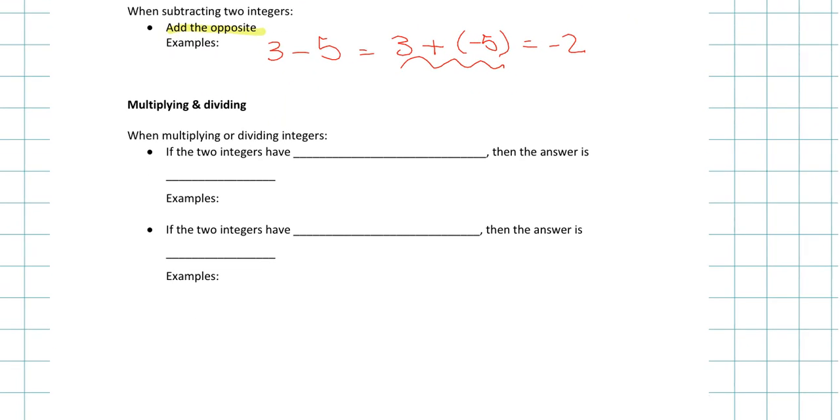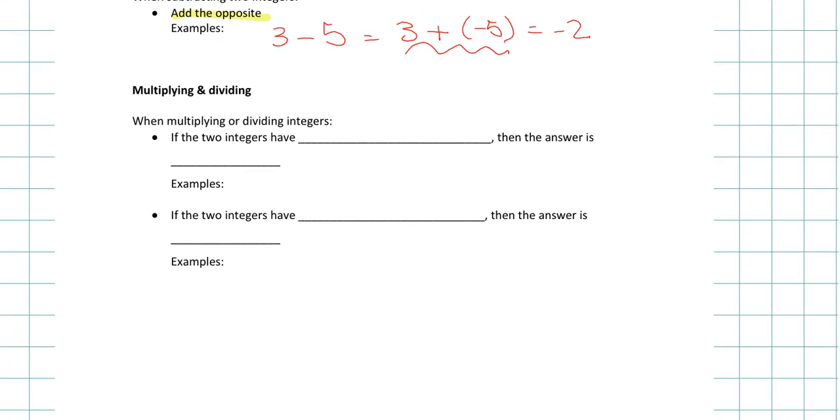And multiplying and dividing. When multiplying or dividing integers, if the two integers have the same sign, then the answer is going to be positive.